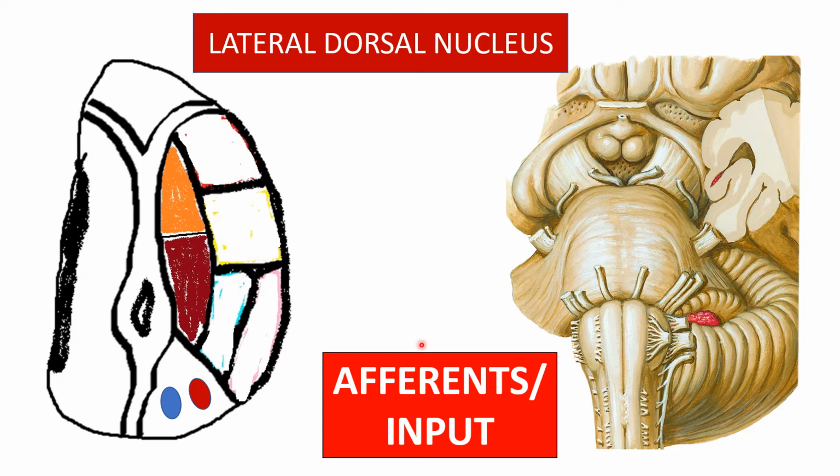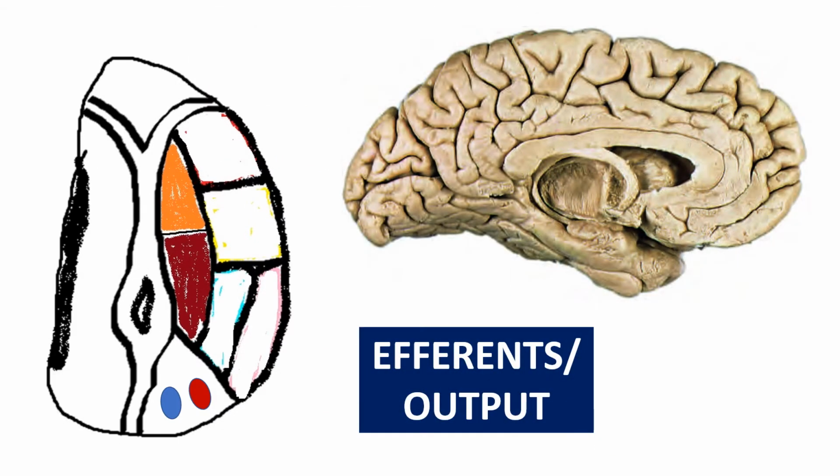Let us see the afferents or inputs of this lateral dorsal nucleus. So the lateral dorsal nucleus is receiving inputs from the mammillary bodies. The tract is called the mammillothalamic tract. And then coming to the efferents or output, from the thalamus it is reaching the cingulate gyrus. So the output is from the lateral dorsal nucleus to the cingulate gyrus, which is present over the corpus callosum.